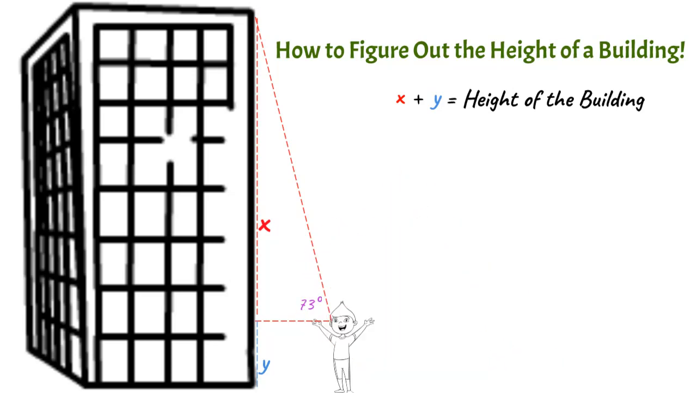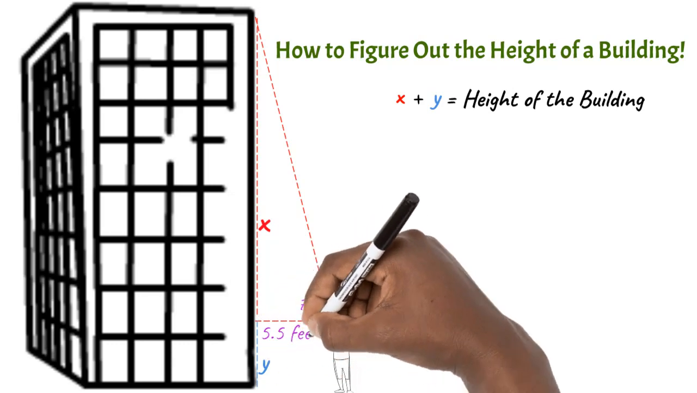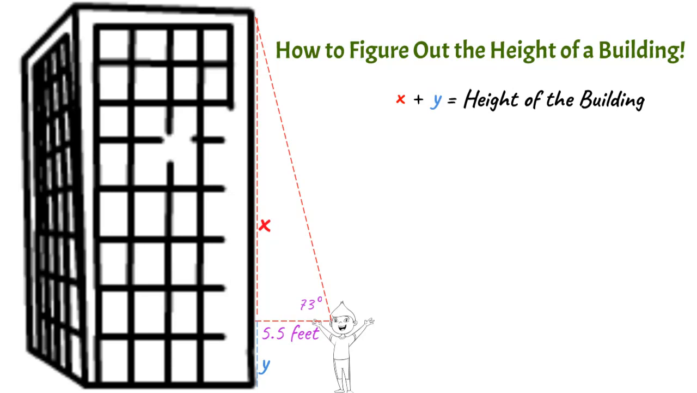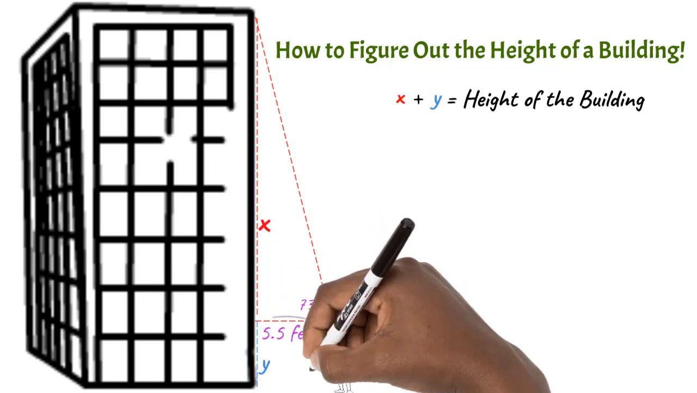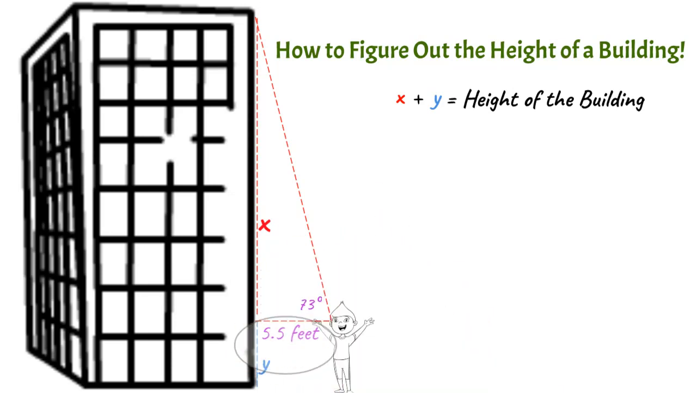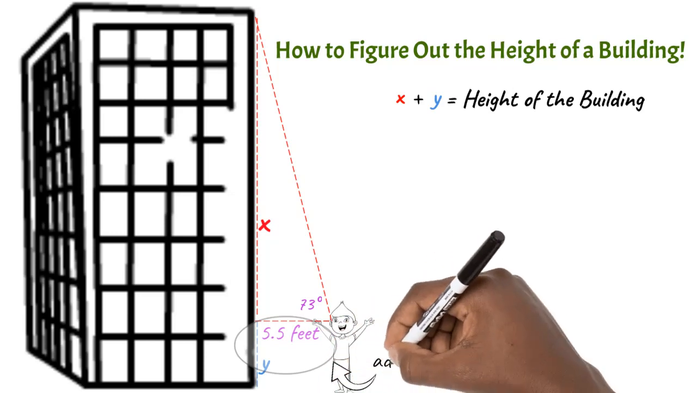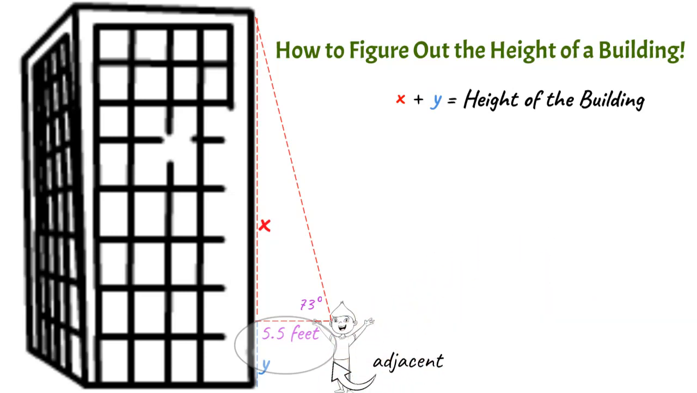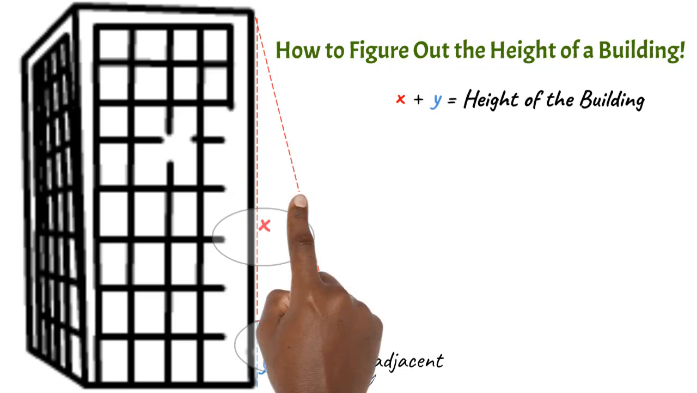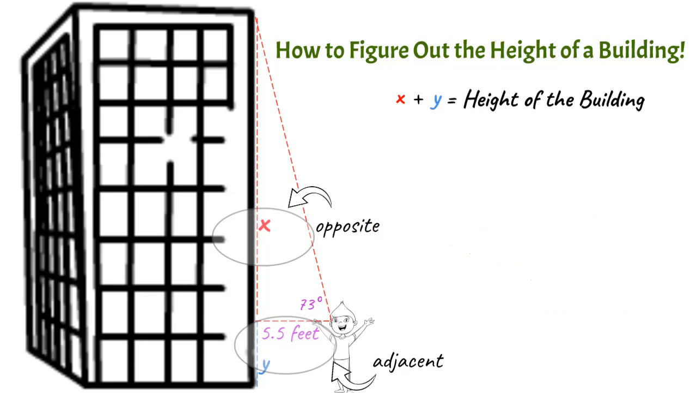He does use the tape measure, but not to find the measure of the height of the building, just to find his distance from the building. He has created a right triangle. Since 5.5 feet is the distance next to the angle, this is called the adjacent. Since the side we're looking for, x, is across from the angle, this is called the opposite.